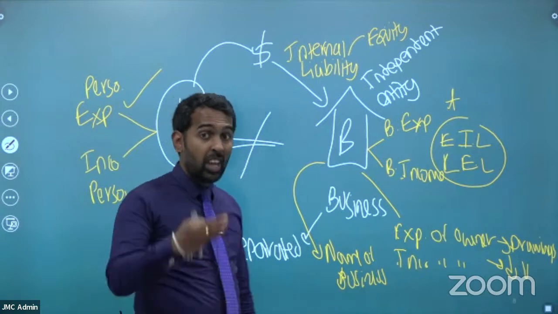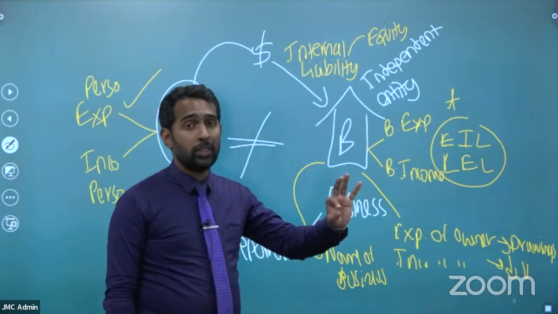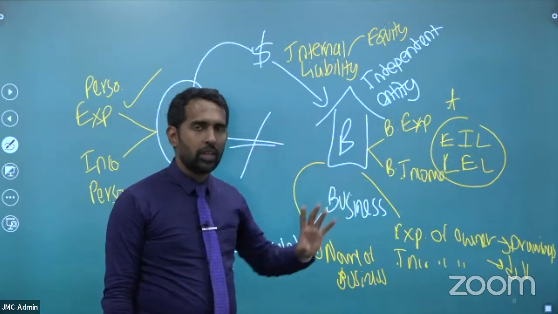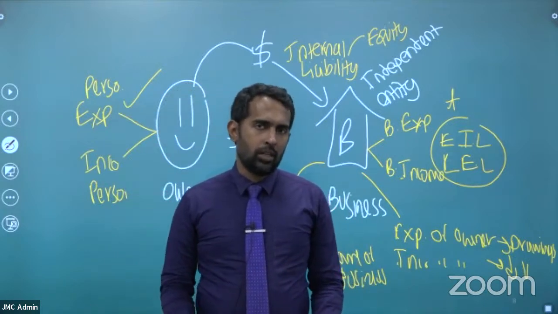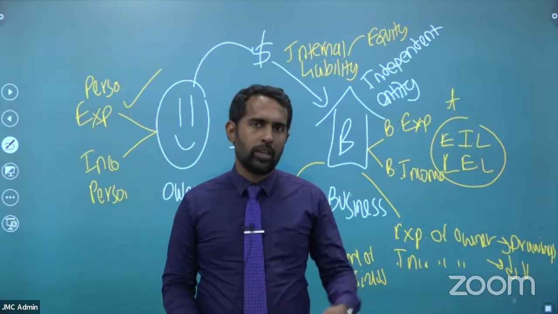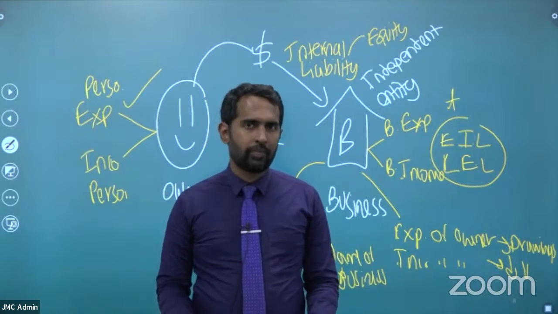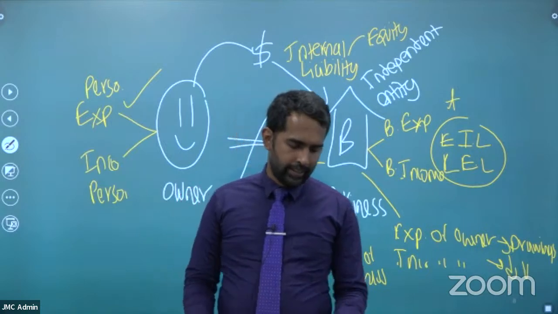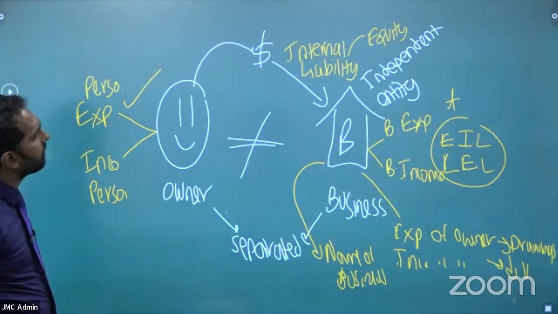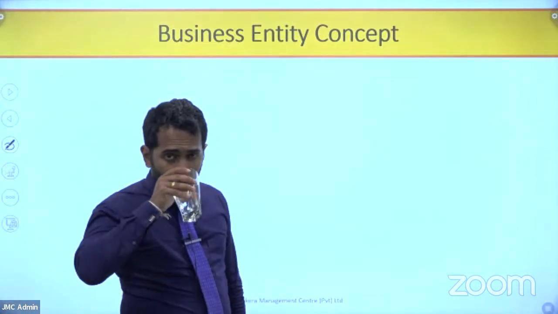We put the name of the business when we prepare the financial statements, for example GMC Jayasekara Management Center. We don't put the owner's name. We don't mention the sole proprietor, we just mention the name of the business entity. Clear? That is what we call the business entity concept. We'll see the business entity concept.